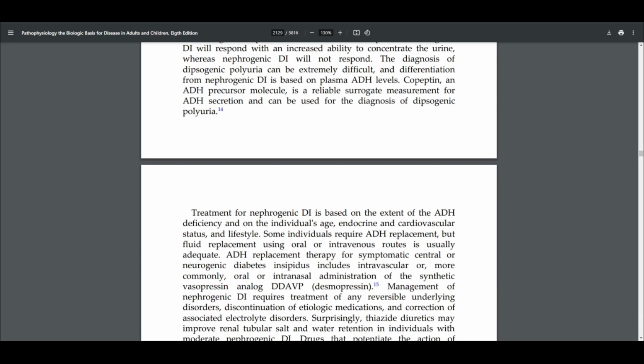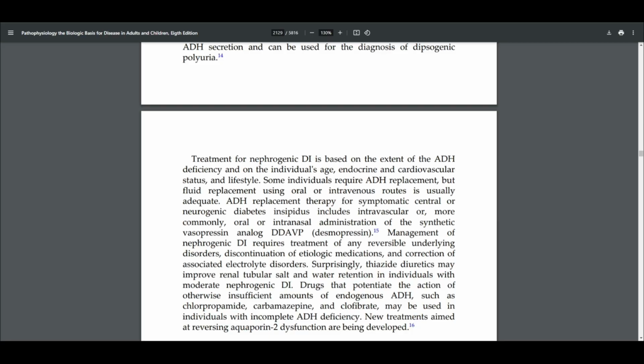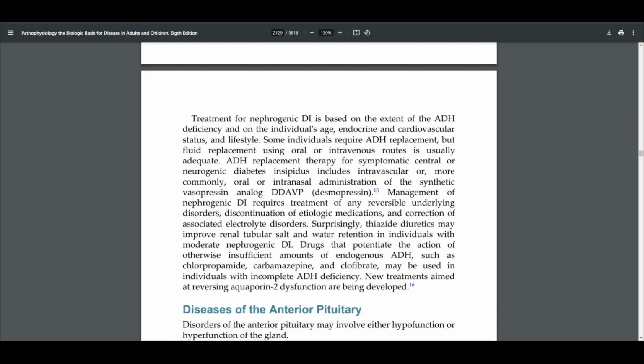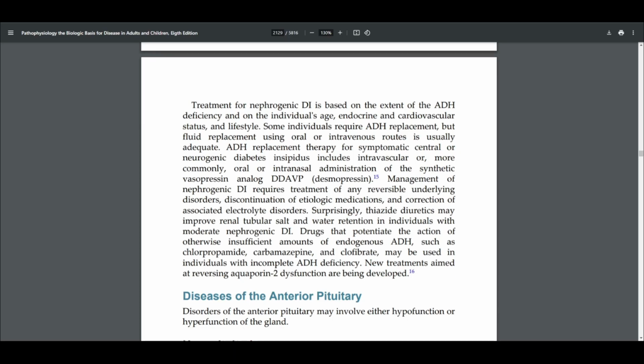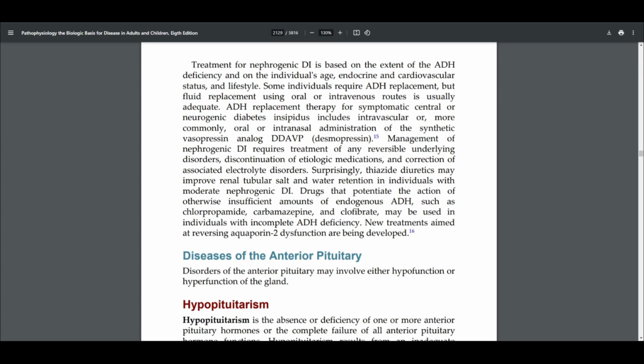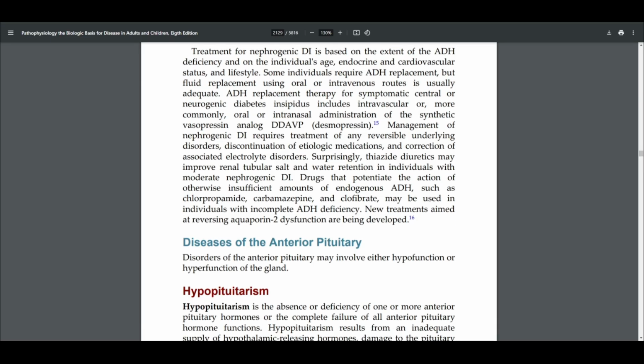Treatment for nephrogenic DI is based on the extent of the ADH deficiency, on the individual's age, endocrine and cardiovascular status, and lifestyle. Some individuals require ADH replacement, but fluid replacement using oral or IV routes is usually adequate. ADH replacement therapy for symptomatic central or neurogenic diabetes insipidus includes intravenous or, more commonly, oral or intranasal administration of the synthetic vasopressin analog, DDAVP, desmopressin.